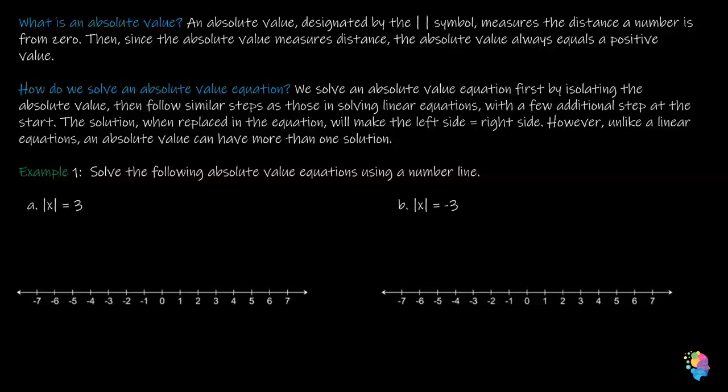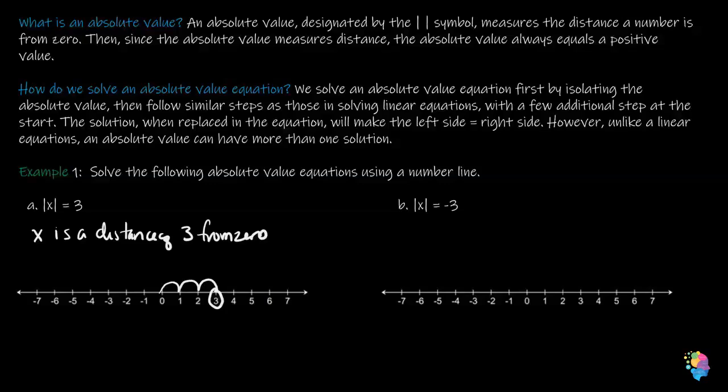So let's solve the following absolute value equations using the number line. The first one reads, the absolute value of x is equal to 3. What it's actually saying is that x is a distance of 3 from 0. So if we find all the numbers that are a distance of 3 from 0, we're going to find two numbers. The first one, 1, 2, 3, is the one on the right side of 0. So 3 is our first number that is a distance of 3 from 0.